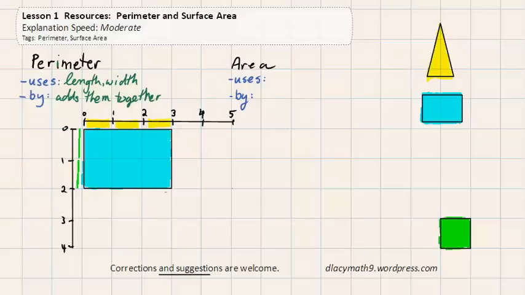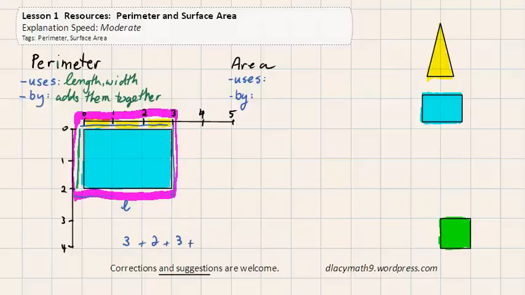Now perimeter is simply the distance all the way around, starting from here, going 3 plus 2 plus 3 plus 2 again. Let me write that down. The length, which I'm just going to write L for length, is 3 plus 2 plus 3 plus 2, and that's going to work out to being equal to 10. So the perimeter of this is 10.